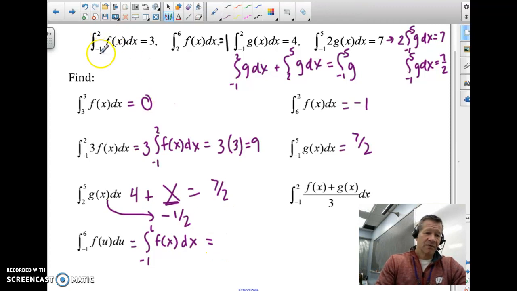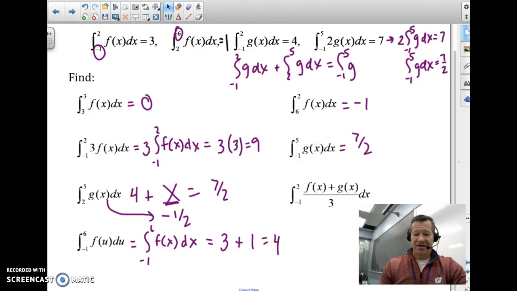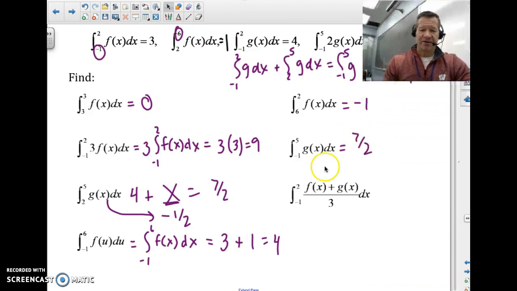Well, we have additivity here. The integral from -1 to 2 is 3, plus the integral from 2 to 6 is 1. So therefore the integral from -1 all the way to 6 would be the sum of these two, which would be 4. Last one is a combination of the sum and difference property and the constant multiple rule.